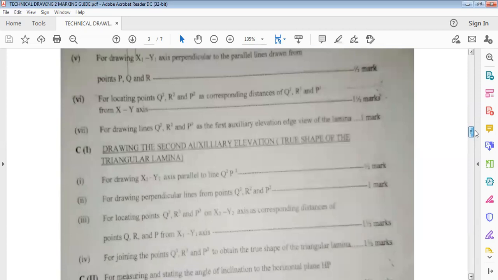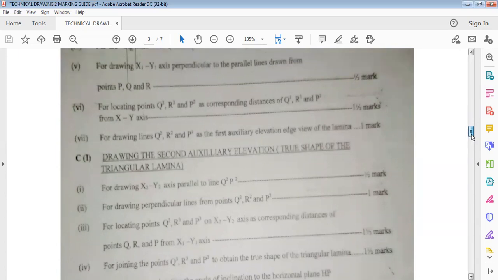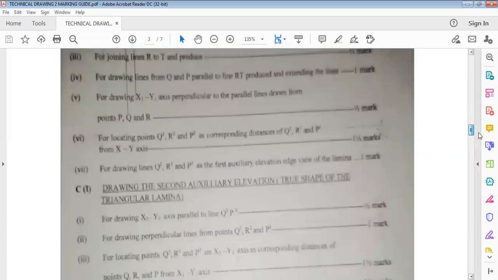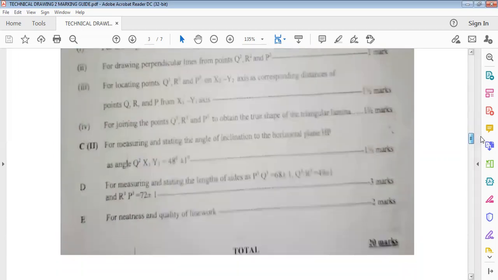marks for that. And then for drawing perpendicular lines from points Q2, R2, and P2, they are talking about these three lines here, this line and this line. For drawing these lines, you have 1.5 marks for that.